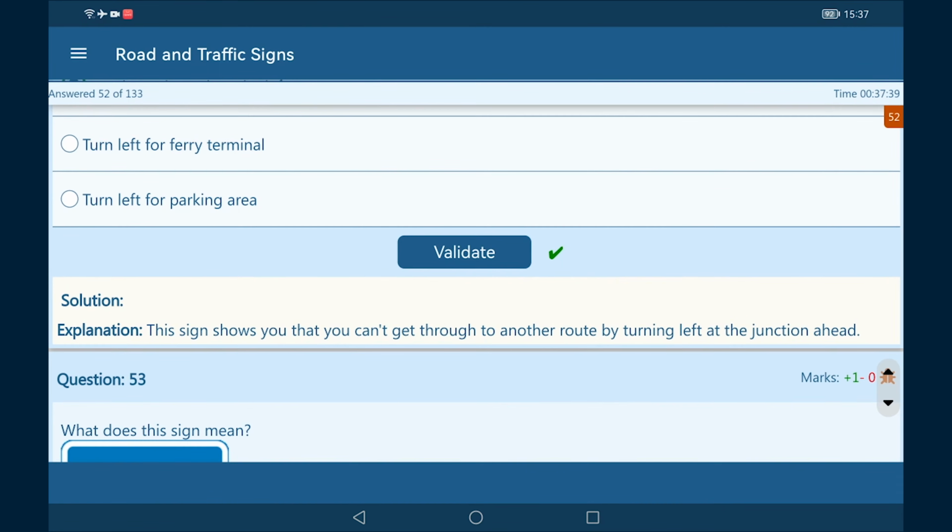Explanation. This sign shows you that you can't get through to another route by turning left at the junction ahead.